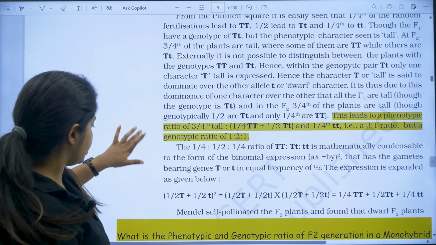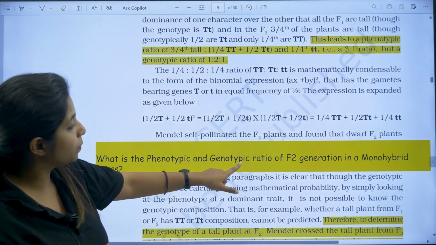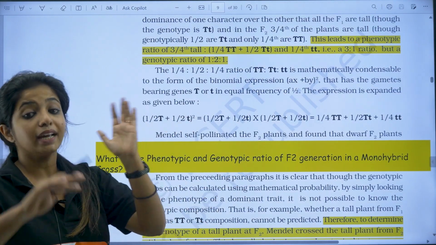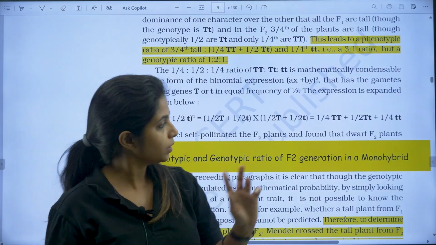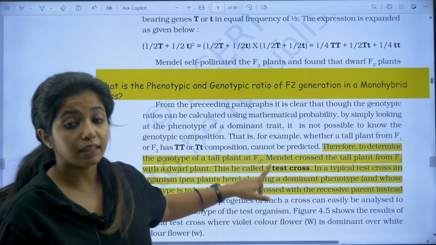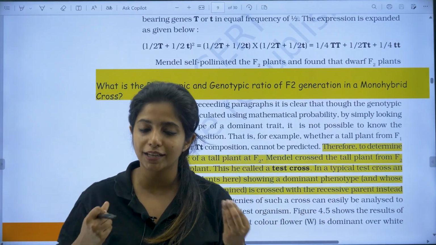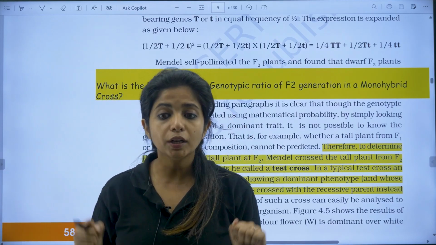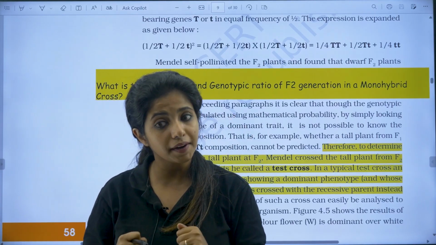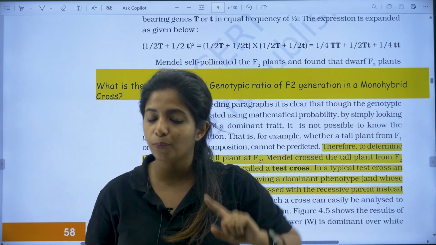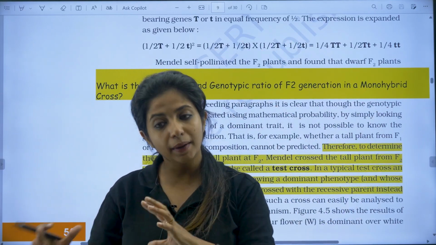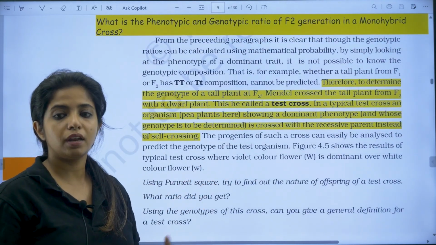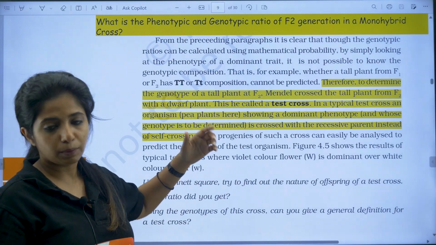Now going ahead, what is the phenotypic and genotypic ratio of the F2 generation in a monohybrid cross? A monohybrid cross will have a different ratio from the dihybrid cross, which we are going to study. So this is important. Now going ahead, they ask you questions from test cross. What do you mean by test cross? It is used to determine the genotype. For example, there's a tall plant. I do not know the genotype of this particular plant. What can I do? Basically, I can cross it with a recessive parent. Depending on the organisms which are produced, whether they are tall or dwarf, if I see dwarf organisms over there, I would be able to understand the genotype of the plant that I am looking for.